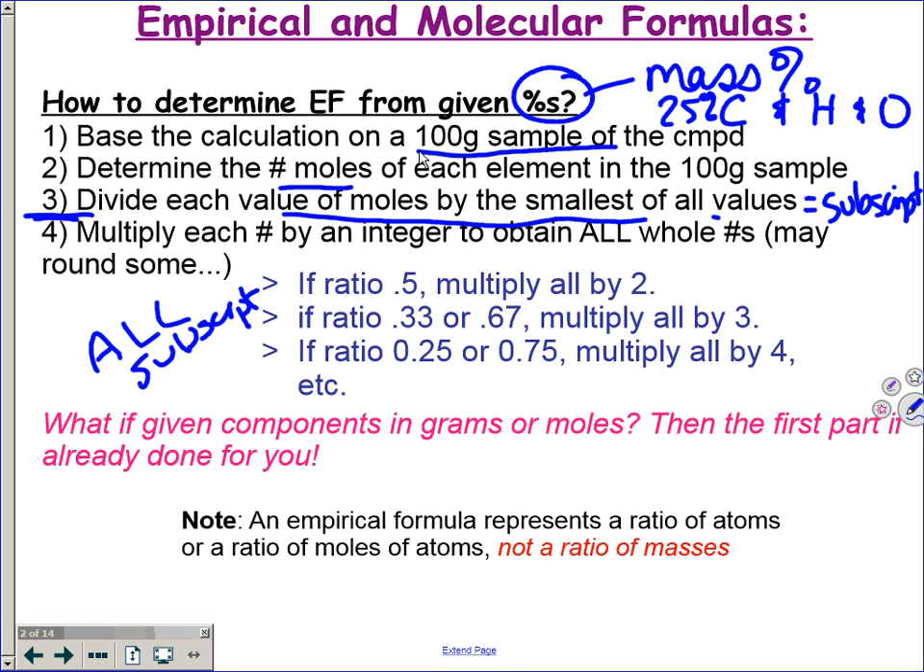So if something ends in 0.5, you multiply them all by 2, you get them to full integers, you're good, that is your empirical formula. If something ends in like a 0.33-ish ending, then you'll multiply all those subscripts by 3, and you'll get them up to a full integer. It will work out, I promise. We don't see this one too frequently, but if it ended in 0.25 or 0.75, you multiply by 4, and they'd all end up a full integer. Most commonly, though, we probably see the 0.5 one. I'll have an example of that shortly.